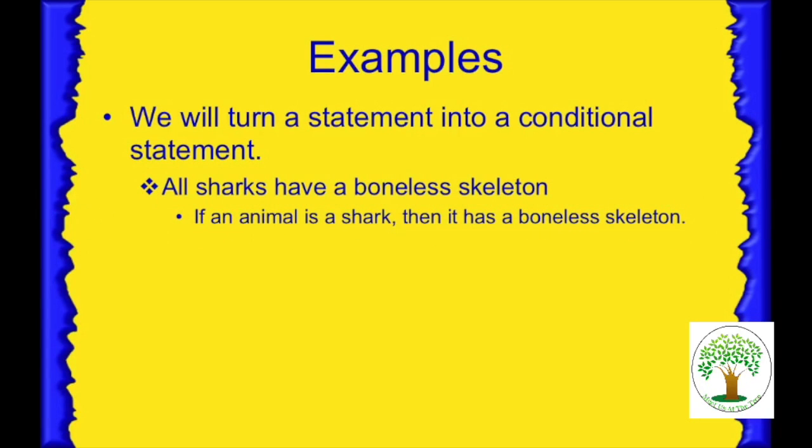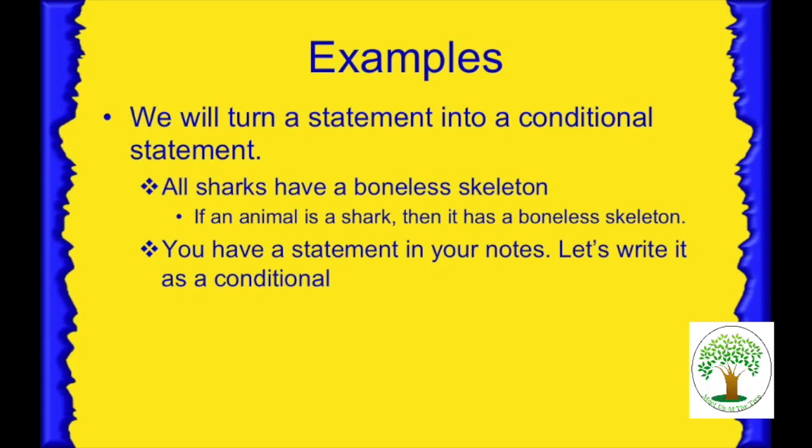All right, here's an example of one. If an animal is a shark, comma, then it has a boneless skeleton. You could write that down or you don't have to. It's up to you. Actually, wait, you have a statement in your notes. We already did write that as a conditional, so no stress. You had when it is noon in Georgia, then it is 9 in California, and you wrote, if it is noon in Georgia, then it is 9 in California. And if you wanted to put the AM, you could have. You didn't have to.